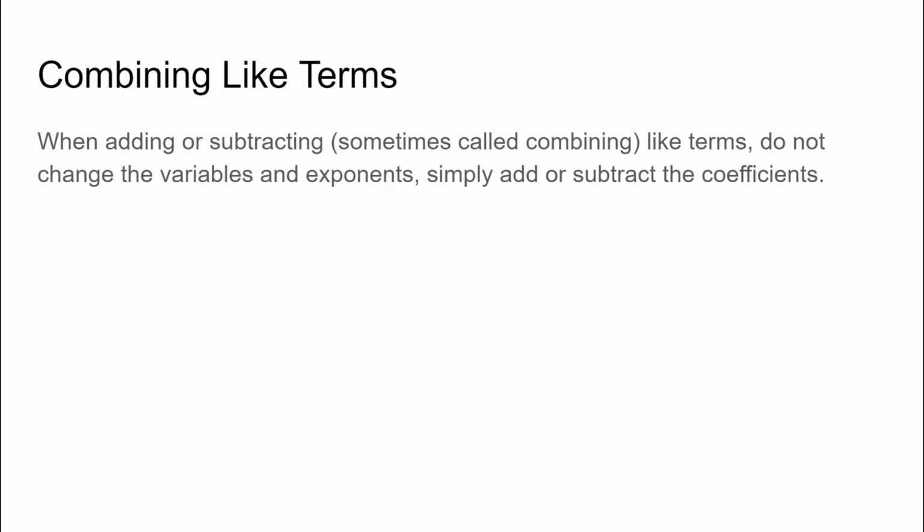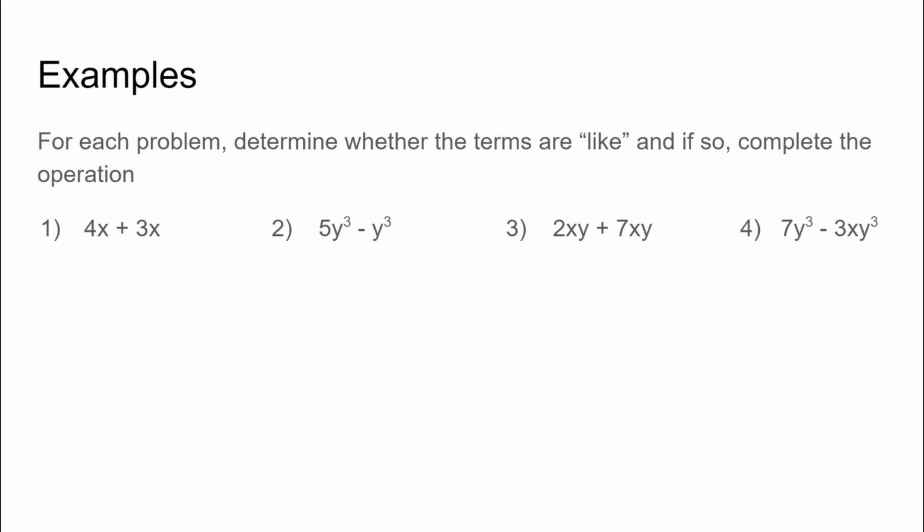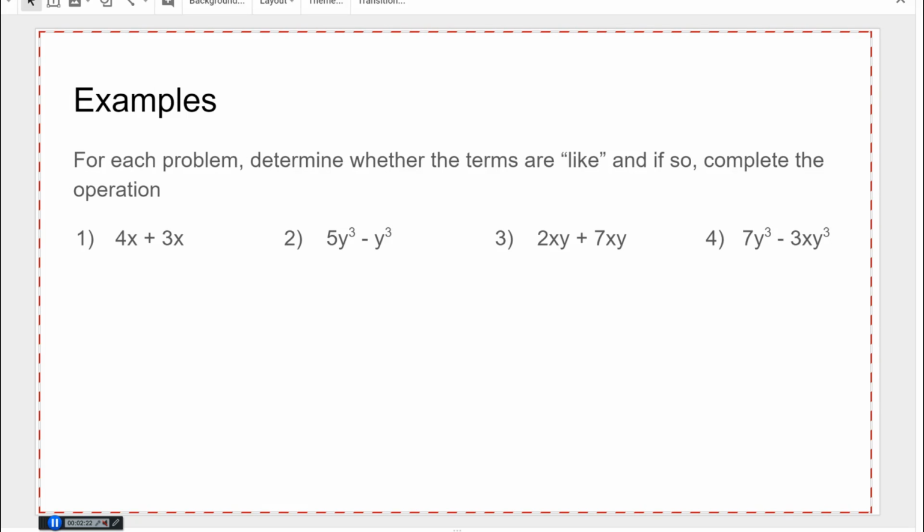So when adding or subtracting, often called combining like terms, we do not change the variables or exponents, the things that make them the same. We just add and subtract the coefficients. Let's take a look at a couple examples. For each problem, determine whether the terms are like, and if so, complete the operation.